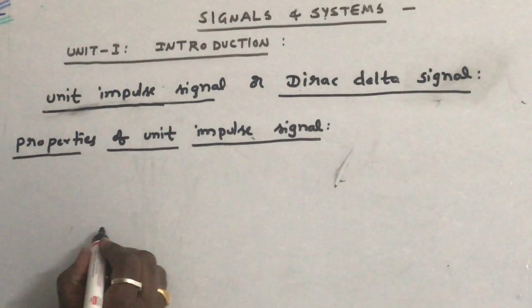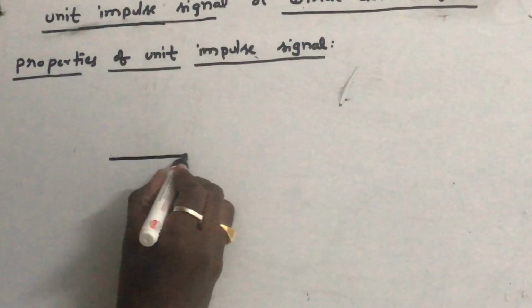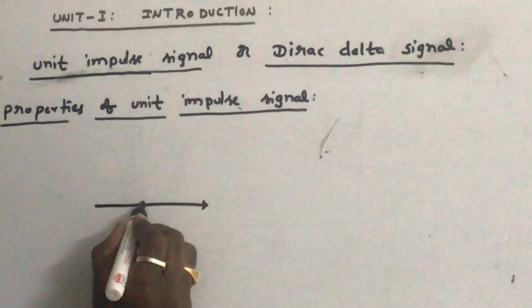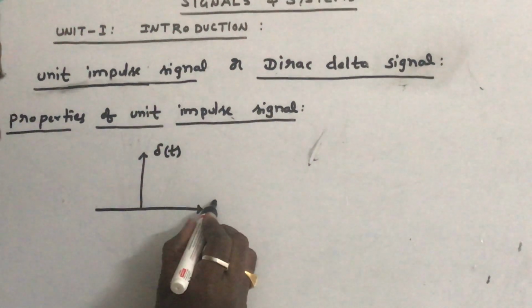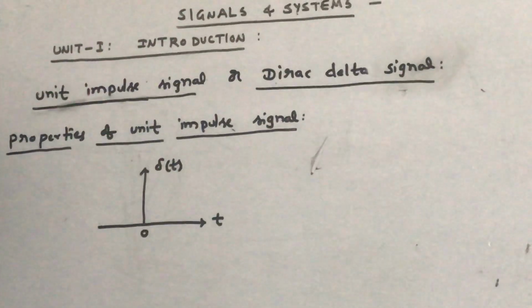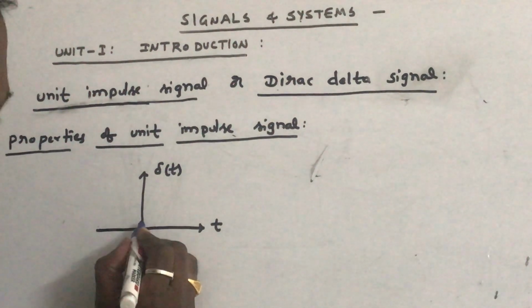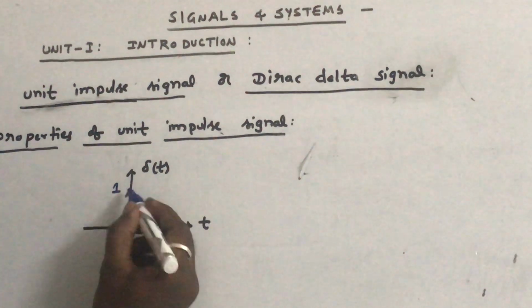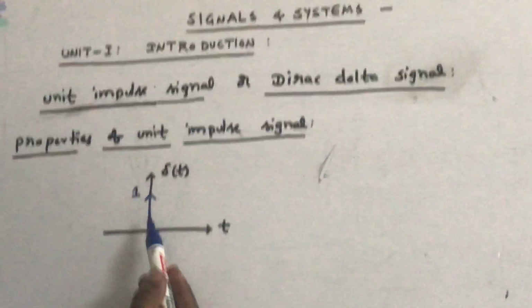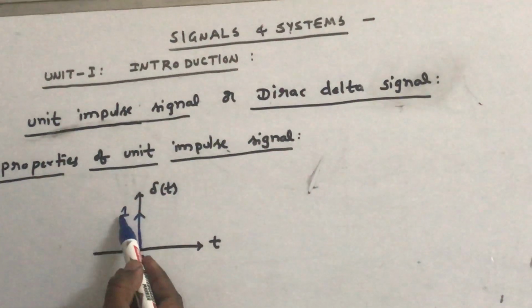It is represented something like this. The unit impulse signal is represented with the symbol del of t versus t. This is 0. It is represented with a straight line with an arrow. By the definition of the unit impulse, the area under this impulse is 1.